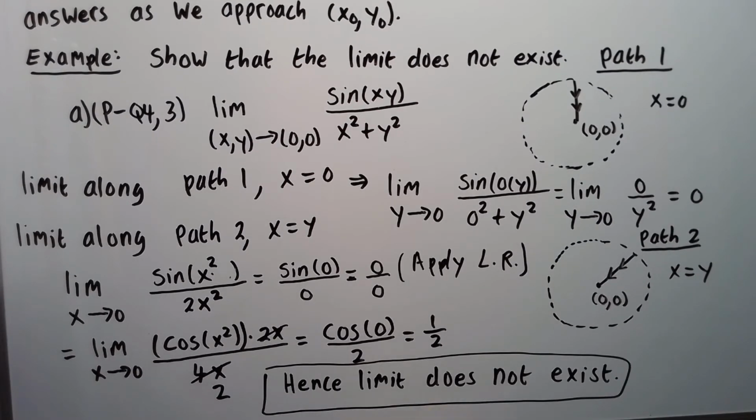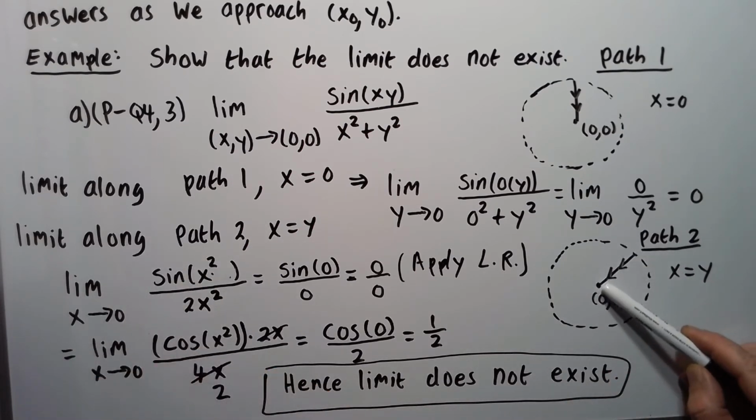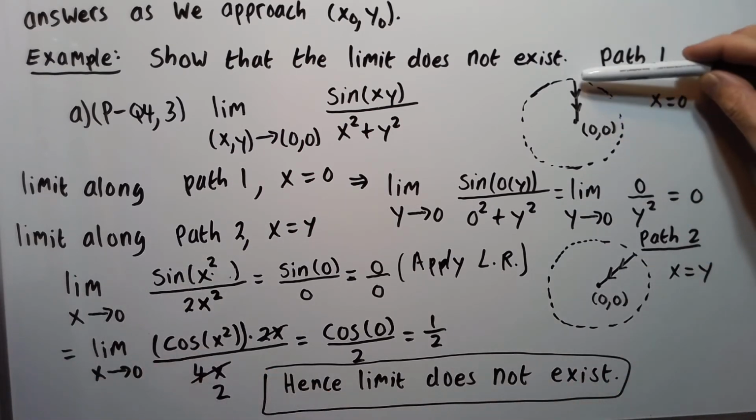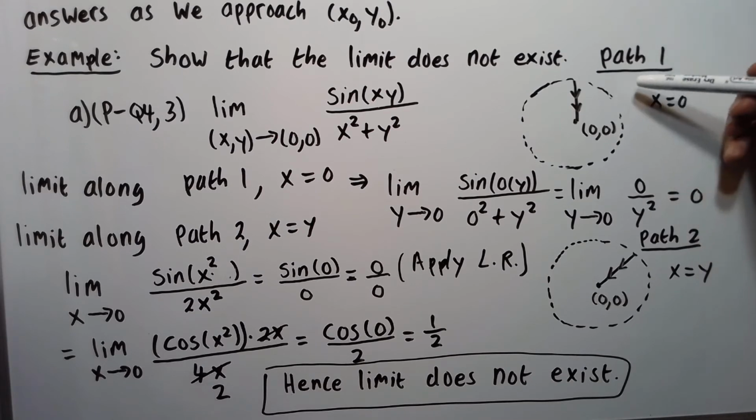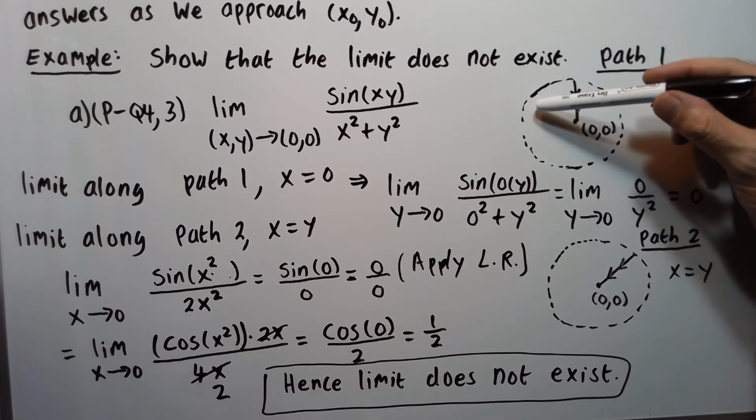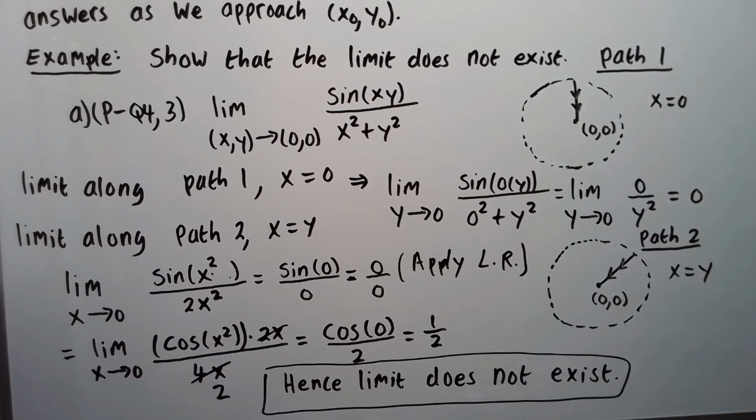So again, along path 2 we got 1/2 as our answer. Along path 1 we got 0 as the answer. They're not the same. For the limit to exist, the answer should be the same no matter what path you come in along. In this case we got two different answers, so the limit does not exist. Okay, so let's look at another example, but let me erase a few things here and we'll look at part B, another example.